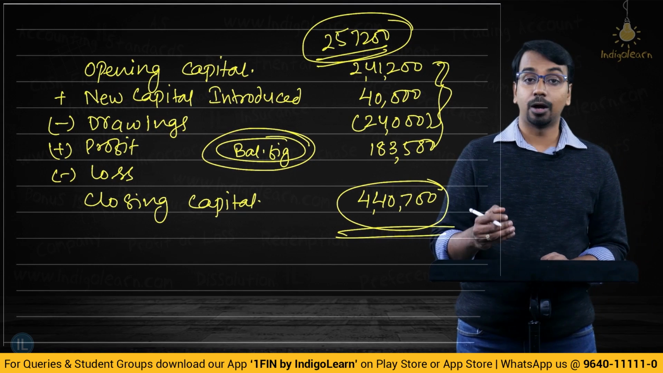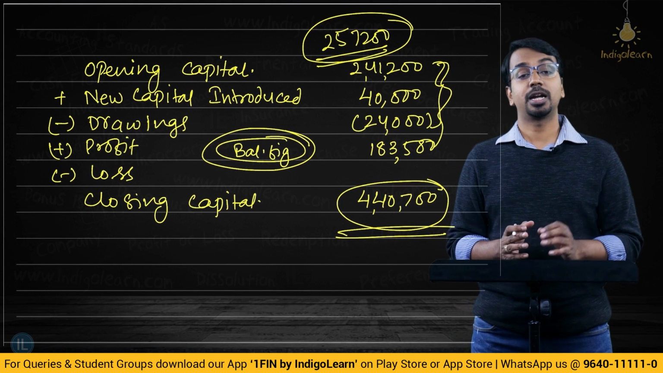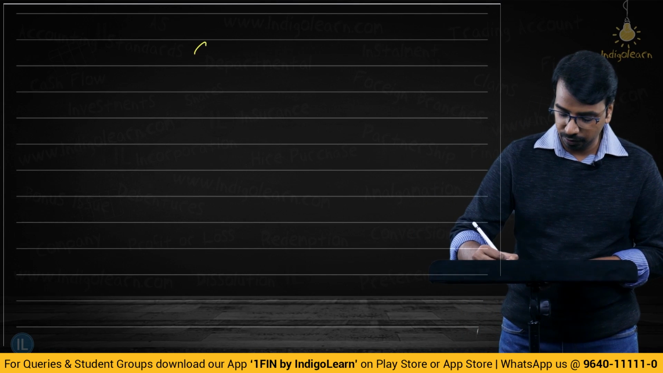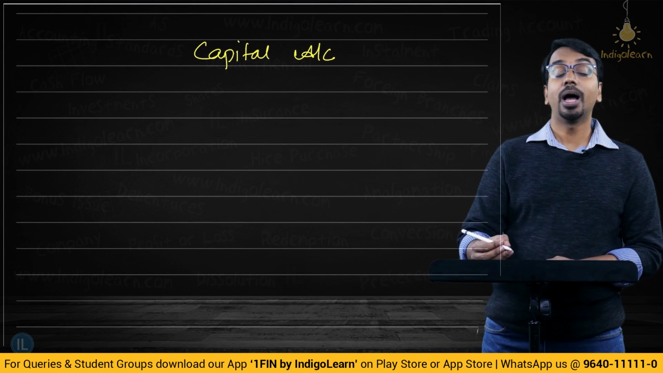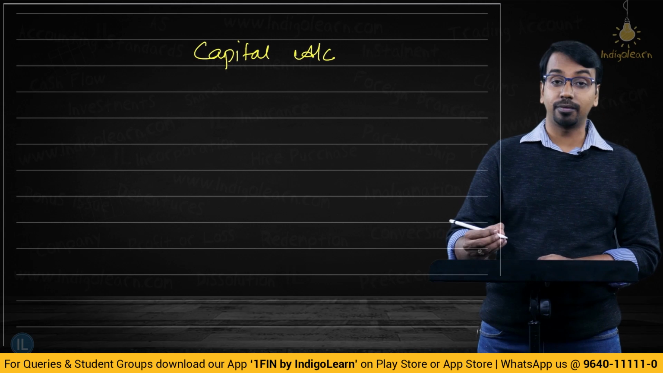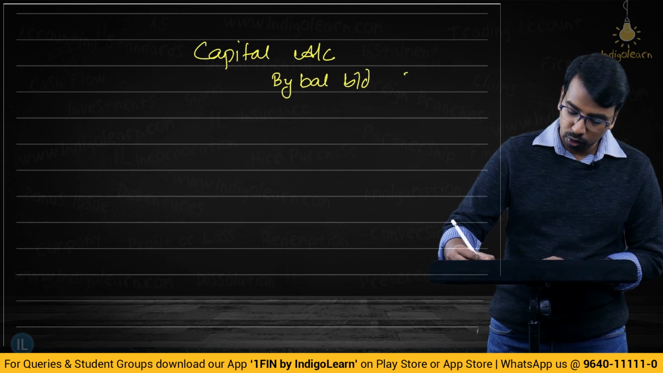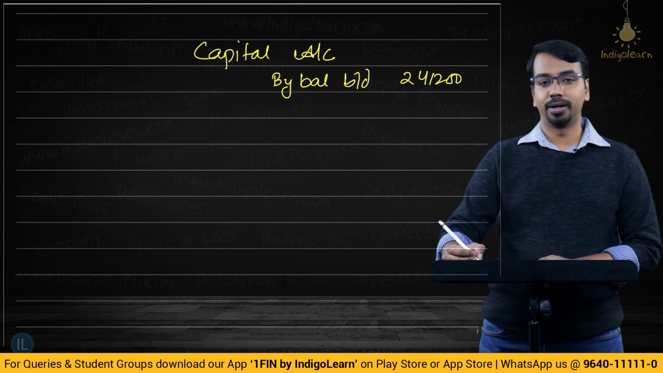Now, the same thing can be also arrived at by preparing a ledger account. Which ledger account? Capital account. So, if you draw up a capital account, you have opening balance. What's the opening balance that you have computed? By balance brought down 241,200, right?